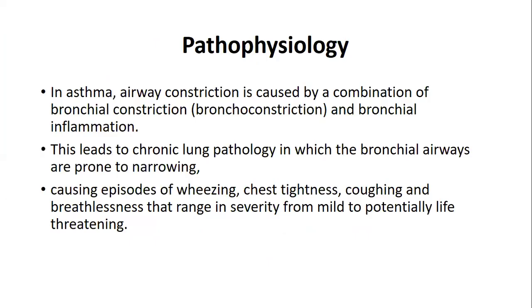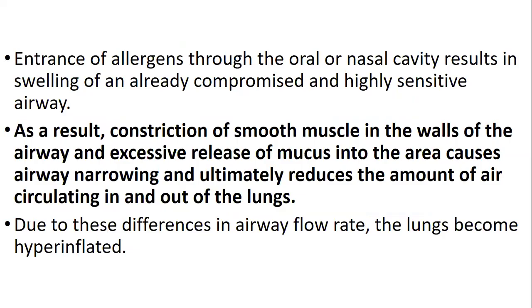The pathophysiology. In asthma, airway constriction is caused by a combination of bronchial constriction and bronchial inflammation. This leads to chronic lung pathology in which the bronchial airways are prone to narrowing, causing episodes of wheezing, chest tightness, coughing, as well as breathlessness that range in severity from mild to potentially life-threatening.